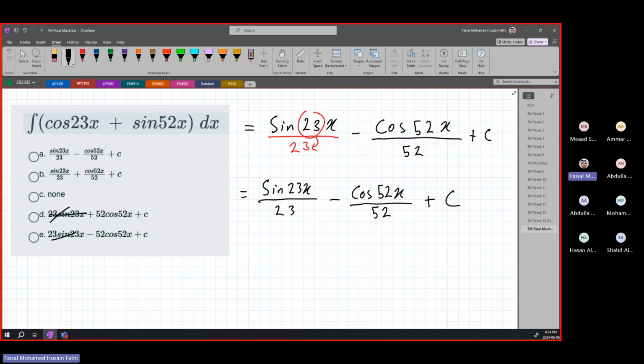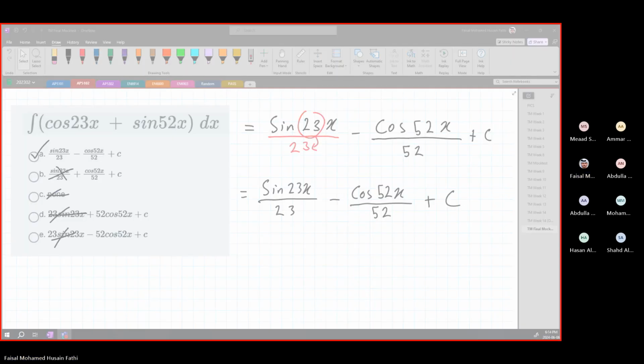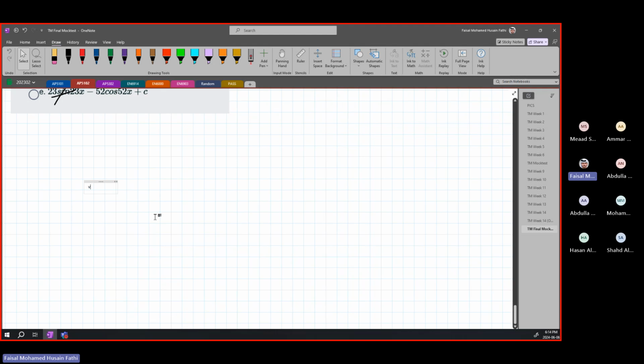All right. So obviously it's not the last two. It's not this one. It's not this one. It's not going to be none. It's not plus, it's minus. So it is the first answer. And then moving on to the next question. Find the derivative of this function. So they give us y.